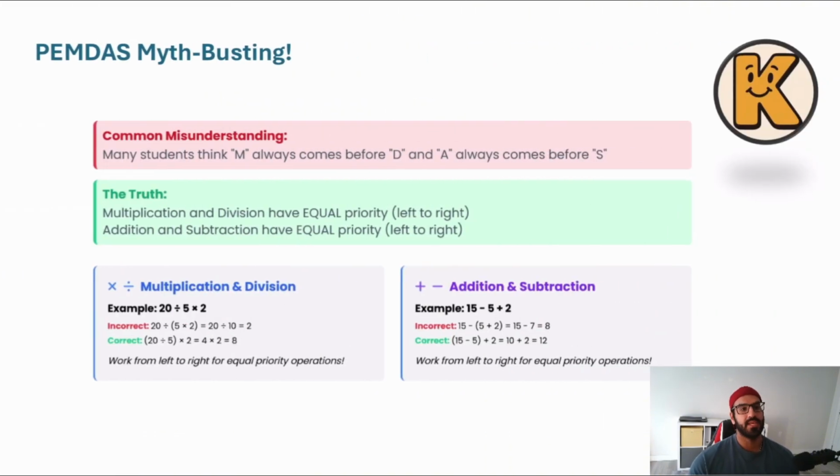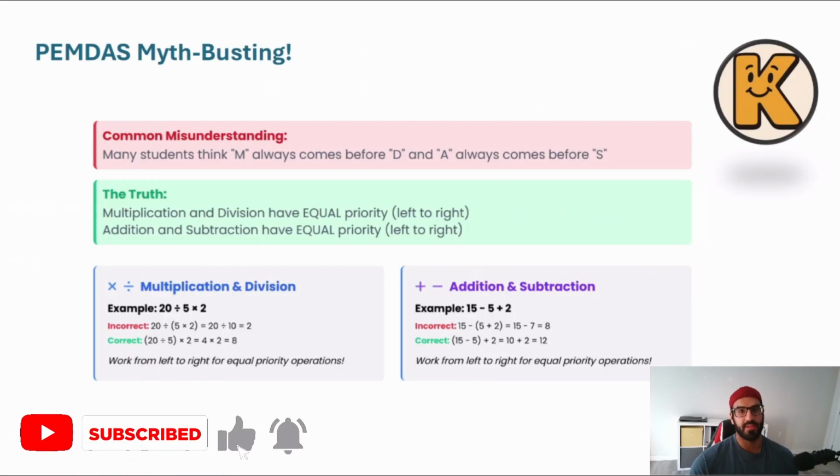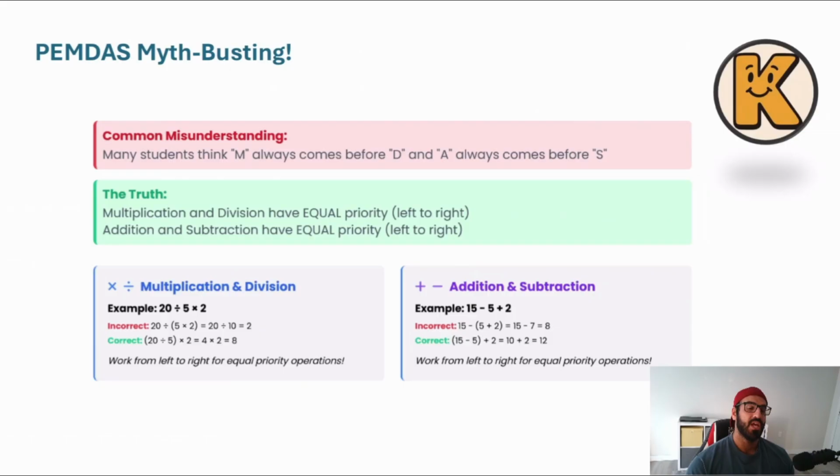So this is, again, the thing we were talking about. This is the myth about PEMDAS: since multiplication comes before division, or addition comes before subtraction, we have to do the addition first and after that the subtraction, or the multiplication first and after that the division. No, that is completely wrong. The only reason these come in this order is so that we can memorize it better.